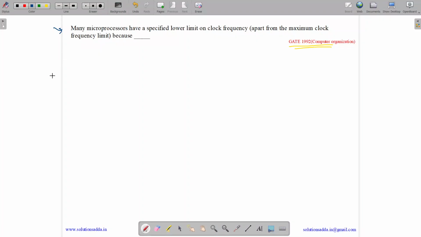So what is a frequency? We know frequency equals 1 upon time. Now we have a specialized lower limit. What happens when frequency reduces? When frequency reduces, the time period increases. So why do we have a limit on the minimal frequency, or the maximum time period, in which an operation can occur?